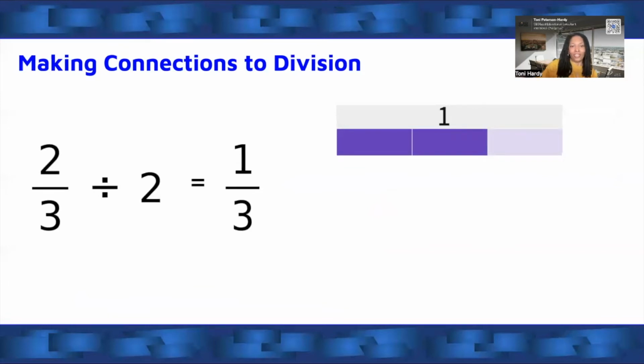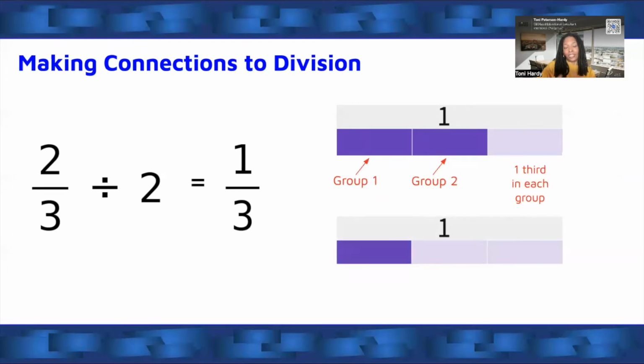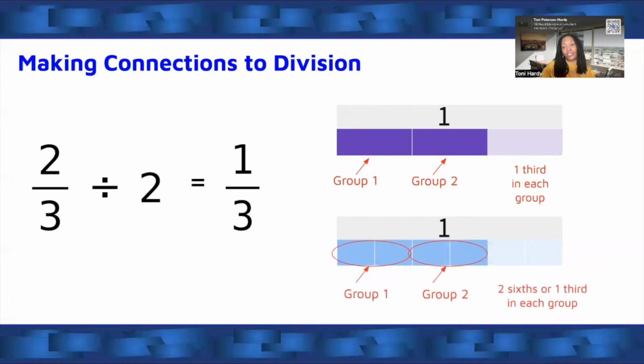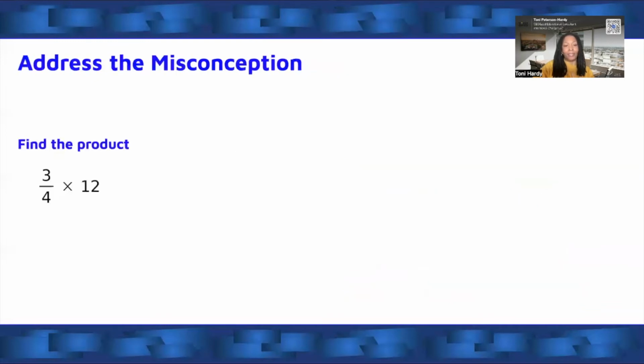Then we have 2/3 divided by 2 is a third. Okay, so let's see. 2/3, we have 2 groups, so each group gets a third. That's one way to do it. We can also do this with a common denominator, where we make this whole into sixths, and then each group gets 2/6 or 1/3. So it's about the flexibility in thinking, how you expect your kiddos to do these problems, and the exploration that you give them.